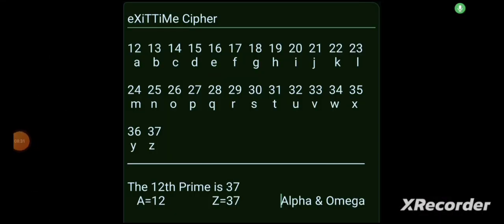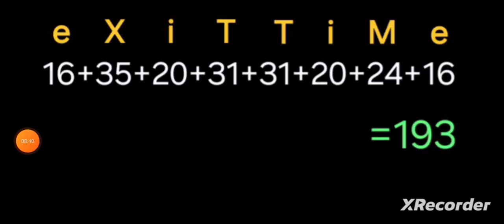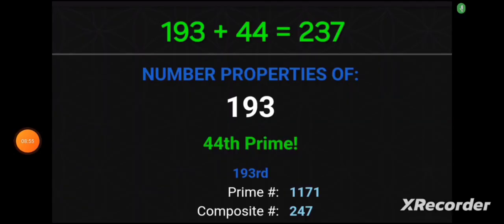In the exit time cipher, exit time equals 193. And just to finish it off, 193 plus 44th prime that it is. That's 237. Familiar number.